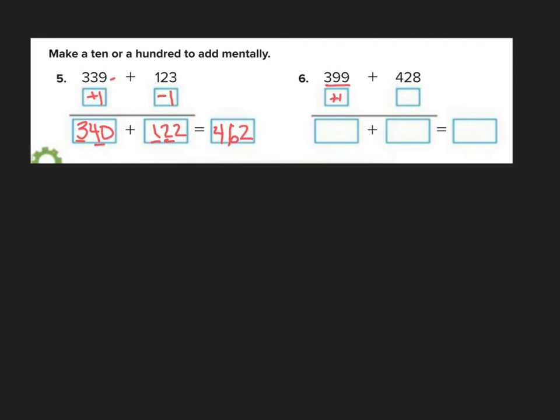Now look at this one, almost 100. So I'm going to add 1 and get 400. 428, I need to subtract 1. So I'm going to get 427. Okay, now if I'm adding this, I'm going to get 827. Wow, that was a really easy one to do once I made it 10 or 100.